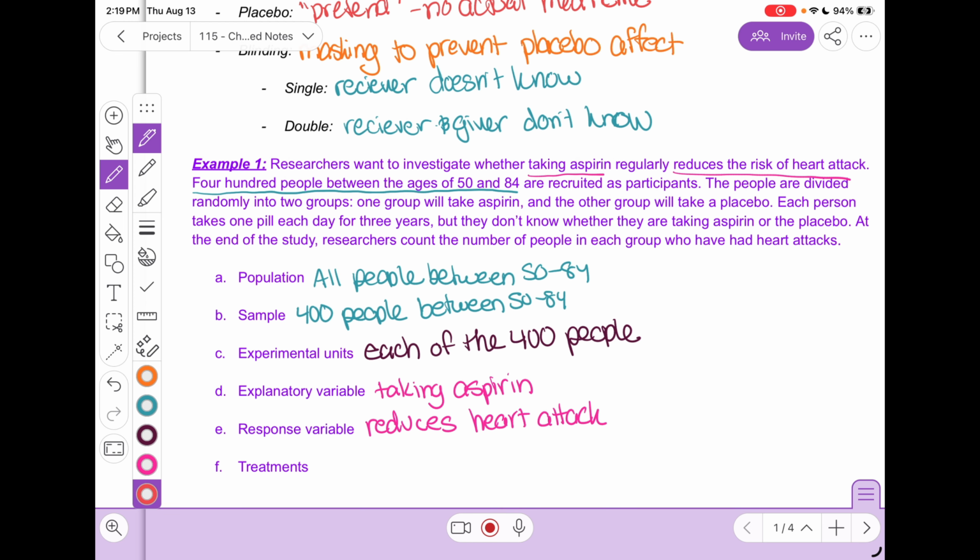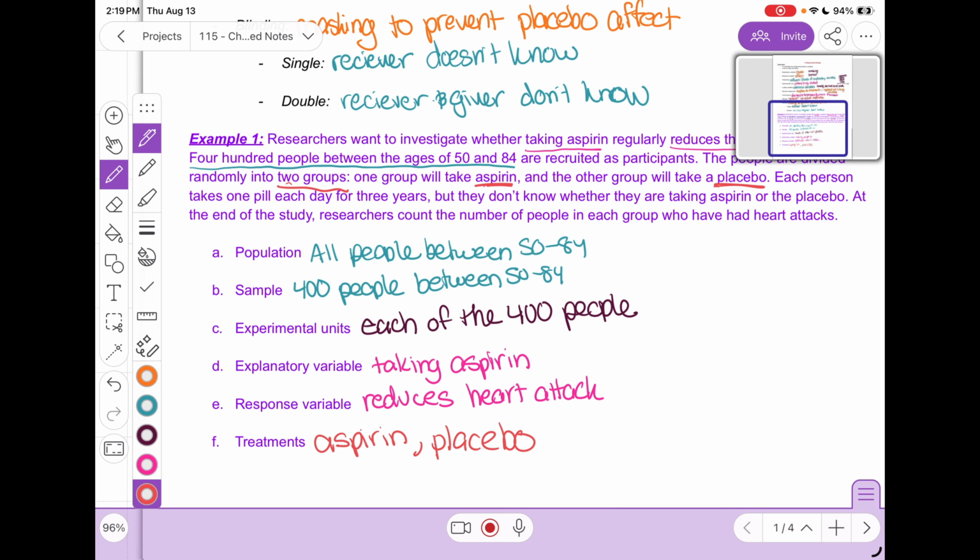And then finally, the treatments. So there's two groups, which means there's two treatments. One is actually taking aspirin, and then the other group is taking a placebo. So even though the placebo isn't actually doing anything, it's considered a treatment. So those would be the answers to those questions.